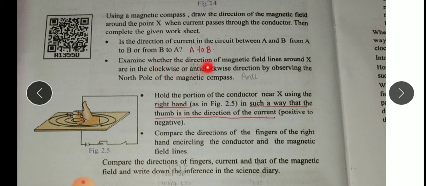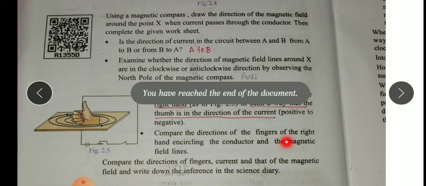Examine whether the direction of magnetic field lines around X is clockwise or anti-clockwise by observing the north pole of the magnetic compass. Here you can see the direction of the magnetic field is along this direction, that is, in anti-clockwise direction. So write the answer here.